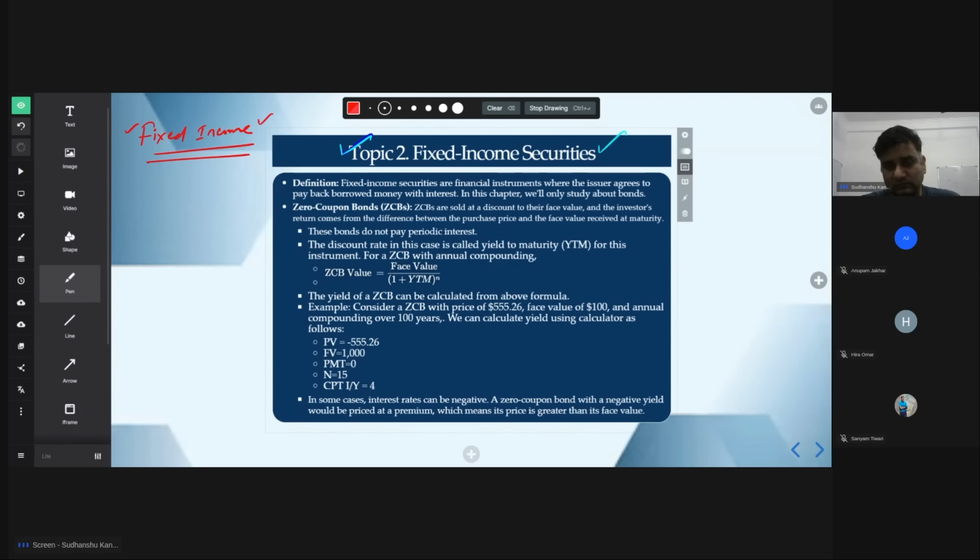Have patience. See, quantitative methods is a technique which is applied on a product. Fixed income security is a product. Quantitative method is a process. Process is applied on a product. So be very clear: one is a process, one is a product. We are learning the process, quantitative methods, and the product is fixed income. We are learning how the process is applied on this product.